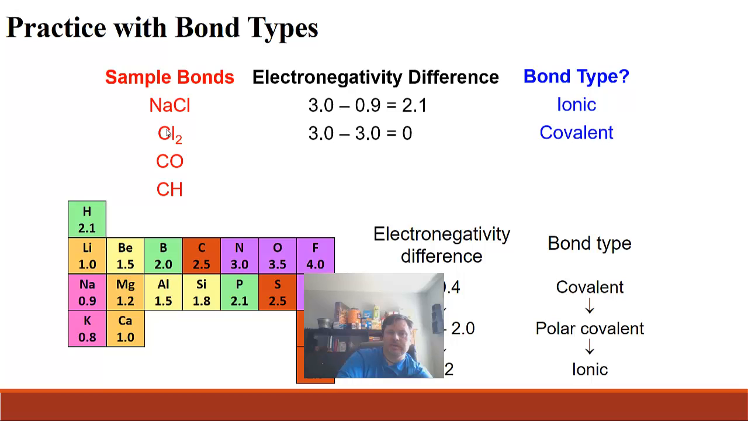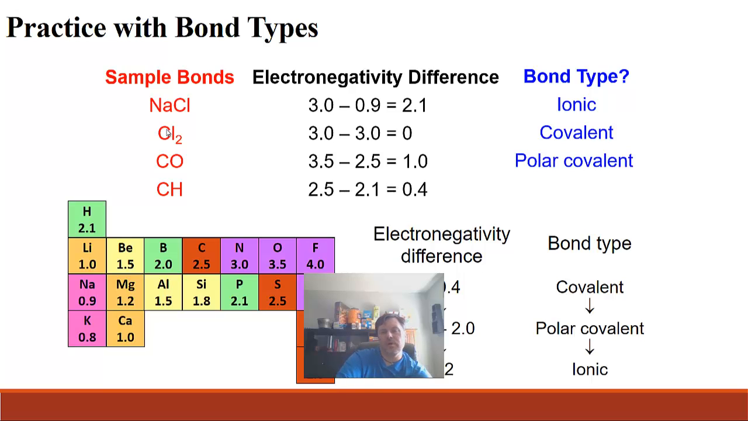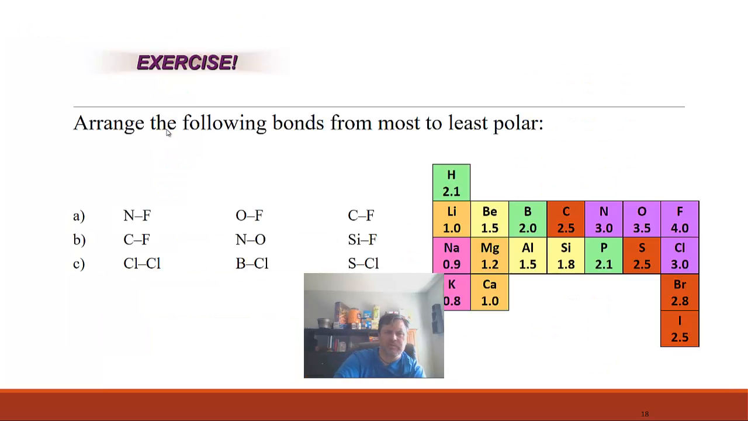All right, let's look at carbon and oxygen. Carbon is 2.5, oxygen is 3.5. We got a difference of 1. That's going to be well in that polar covalent. Carbon and hydrogen, remember hydrogen's a weird one, right? It can act as a metal and non-metal. We see 2.5 and 2.1, so we get a difference of 0.4, which puts us in non-polar covalent as well. So pretty simple. We did this last year, just wanted to remind you of it.